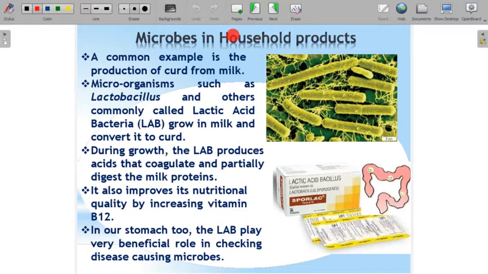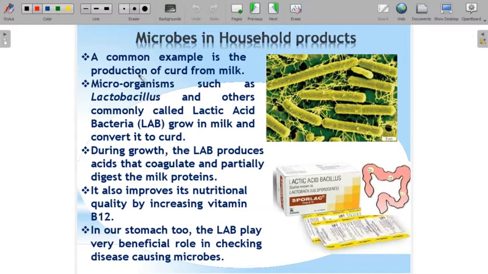The first one is household products. What is the shape of this bacterium, children? It's a bacterium. Is it spiral or rod shaped? Rod shaped, sir. So what is rod shaped called? Bacillus. Bacillus.